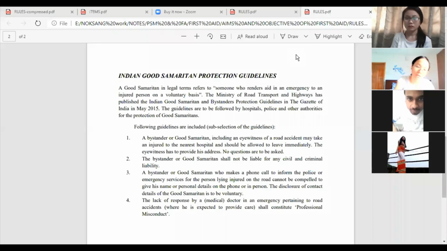Ma'am, following guidelines also we have to write. Yes, you write everything, the way it is written, you write it in that way. Okay, ma'am.